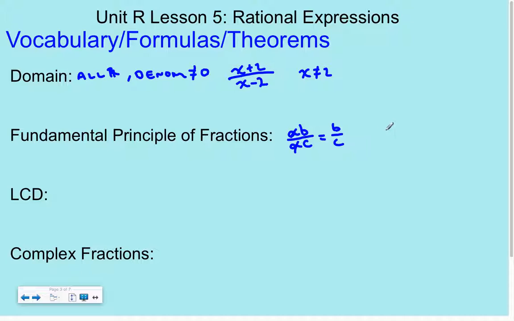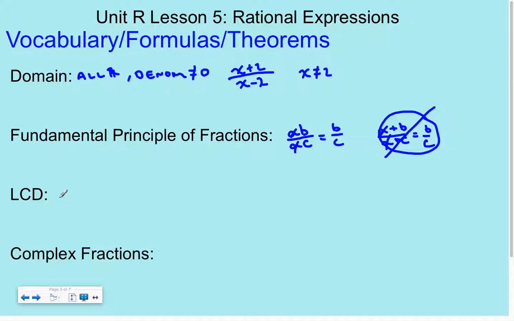Now, this is absolutely not true if you have something like a plus b divided by a plus c. You cannot cancel these out and have b over c. This is wrong on so many levels, so don't make that mistake. You can only do this when we've got these monomials up here.